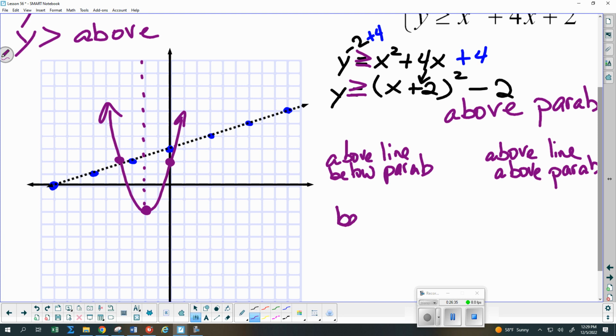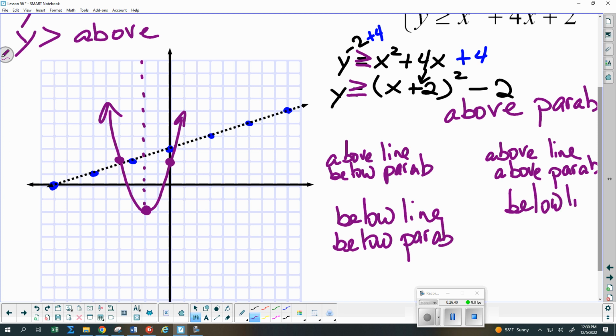I could also have below the line and below the parabola, or the one I think I have here, below the line and above the parabola. If I were below the line and below the parabola, I'd have all of this out here. What we really have is below the line and above the parabola, so I'm going to shade in here. That is what I think is my solution, but I still need to do a test point check.